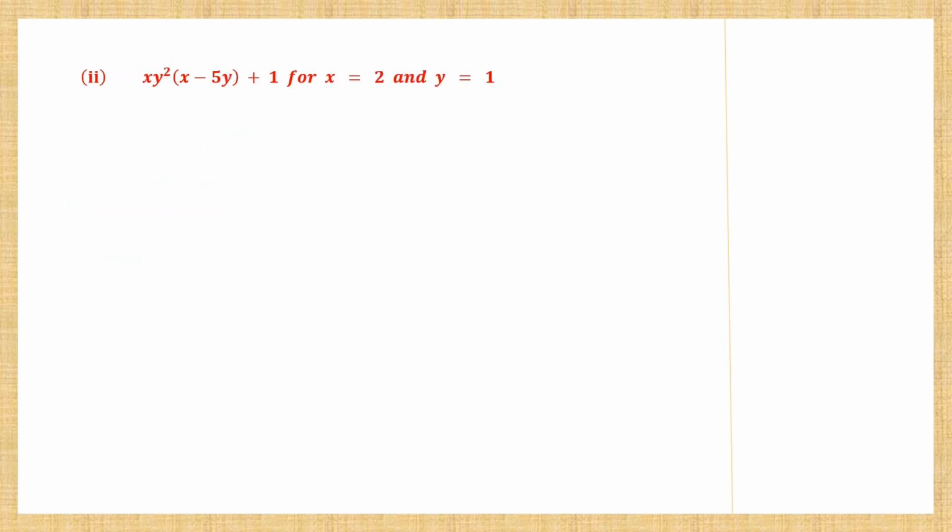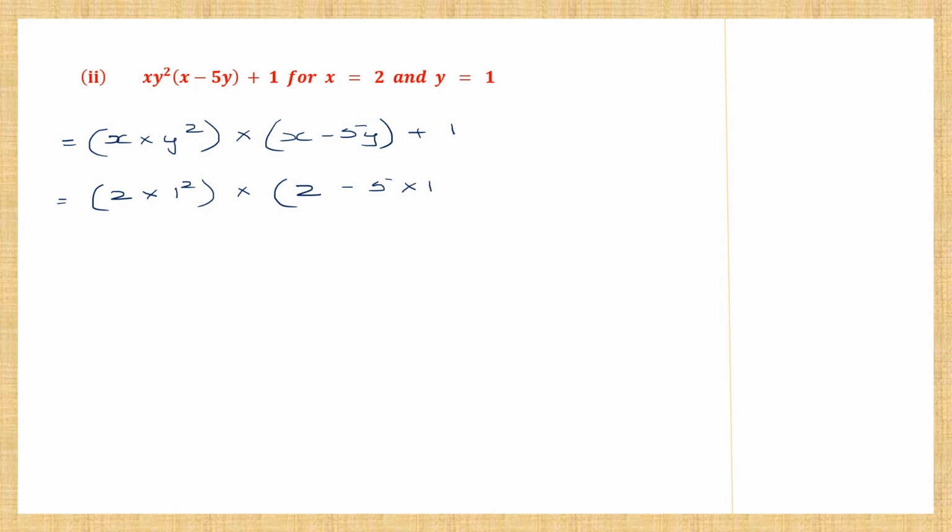Question 2. Similarly here also let's substitute the values for x and y. So this becomes x into y square into x minus 5y plus 1. Okay, so we're going to substitute carefully here. So x is 2 into y square is 1 square into x is again 2 minus 5y means 5 into 1. So this is 5 into 1 plus 1. So you have to do this carefully.